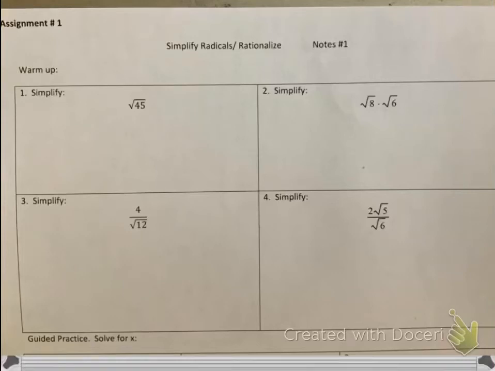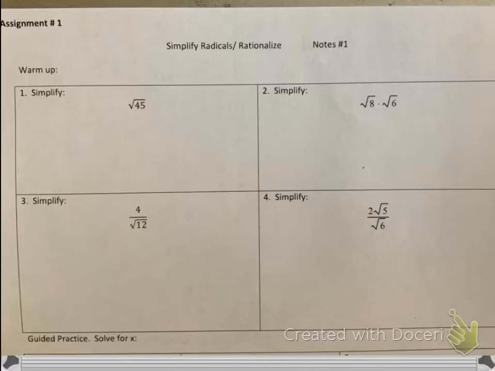For our very first set of notes, we're going to be practicing how to work with radicals and rationalize, and the reason we're doing that is for our next unit on trigonometry, which is the study of right triangles. We do have to work with radicals. We have to know how to simplify them, how to multiply them, and how to rationalize, which means get rid of the root in the denominator.